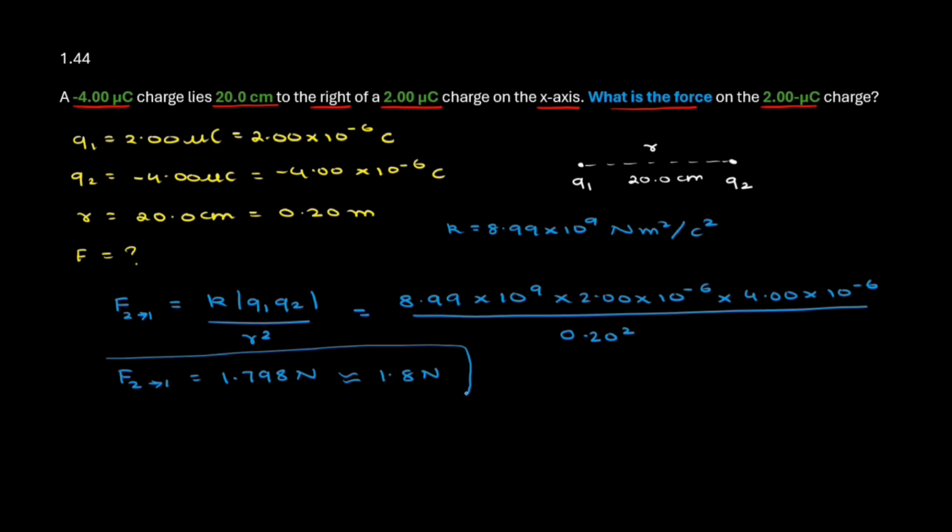Now, the direction of this force you can find by looking at how the charges interact with each other. We are finding the force on Q1. Q1 is a positive charge, Q2 is a negative charge. So because of Q2, Q1 will move to the right as it is attracted to Q2. So the direction of force will be to the right. I can write my force F of 2 on 1 to be equal to 1.8 Newton x cap, or you can just write here 1.8 Newton to the right.